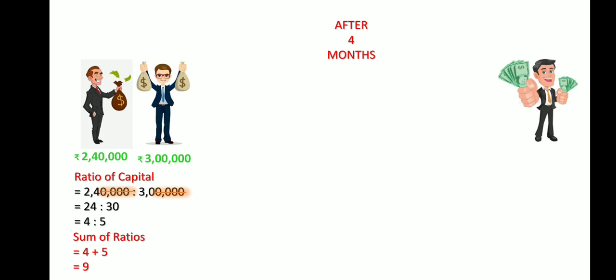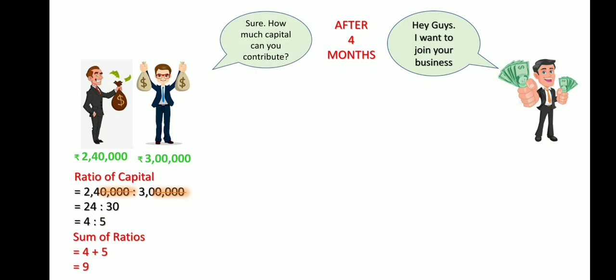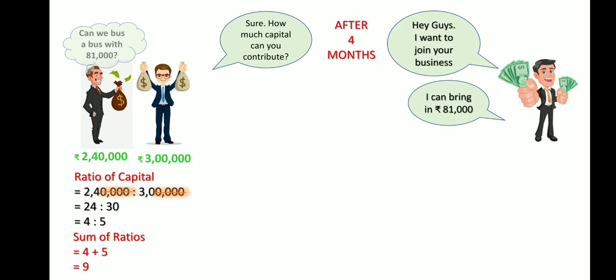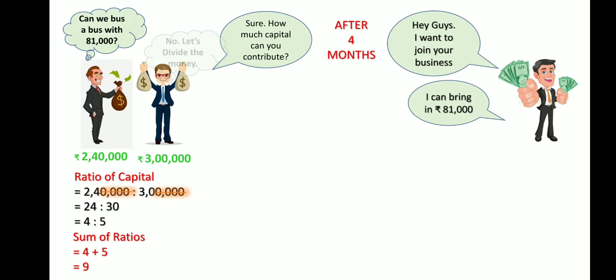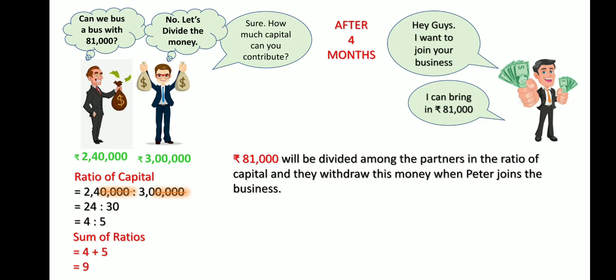Peter comes in and he says, hey guys, I want to join your business. Safuddin says, sure, how much capital can you contribute? I can bring in 81,000. Then Shrikant thinks, can we buy a bus with 81,000? Safuddin says, no, let's divide the money. So these two partners, Shrikant and Safuddin, decide to divide the money, that is 81,000, which Peter brings. They're going to divide this money in the ratio of their capital, which is 4:5.